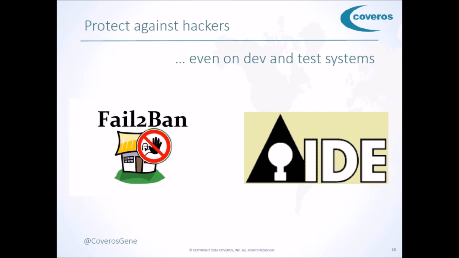And remember that just because they're dev or test systems doesn't mean they're invulnerable to hackers. Hackers are not looking necessarily for production data. They just want a system in a lot of cases. So make sure you have regular protection against them. Things like AIDE is like Tripwire for intrusion detection. Fail2ban just prevents brute force attacks.